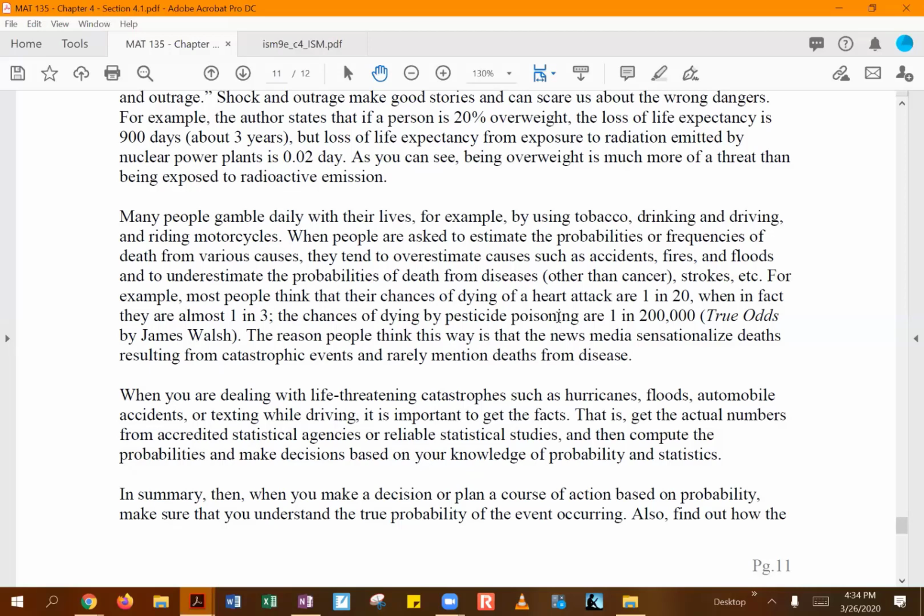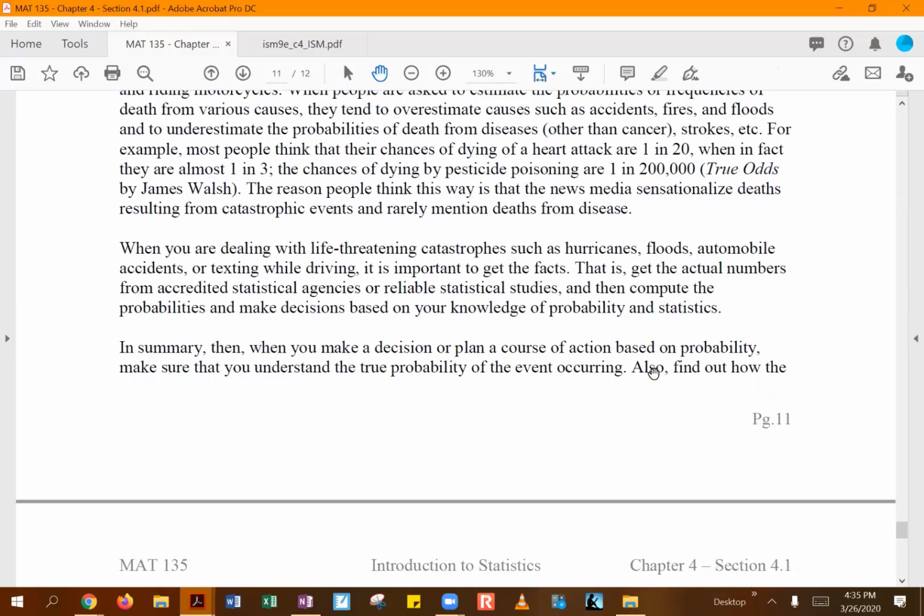This example here, they're talking about how most people think that their chances of dying of a heart attack are 1 in 20, when in fact, that's almost 1 in 3. The chances of dying from pesticide poisoning is 1 in 200,000. But of course, we would be thinking more about pesticides than we would be worrying about heart attacks. So that could be something to think about.